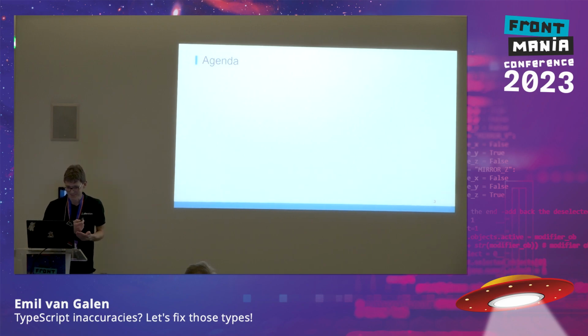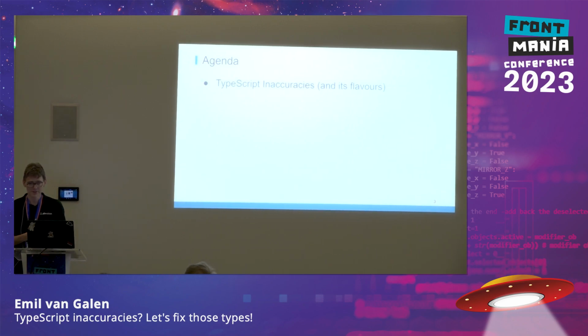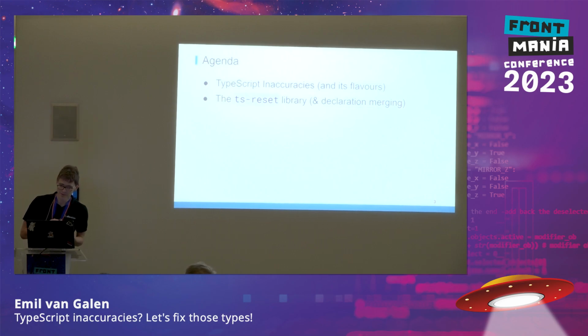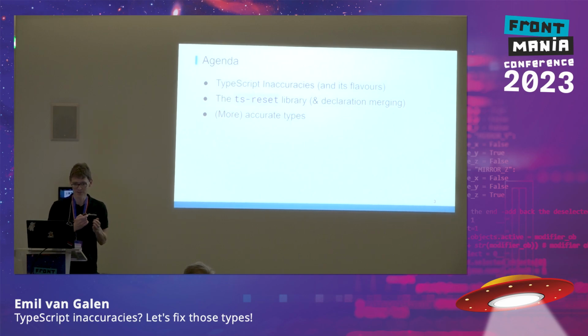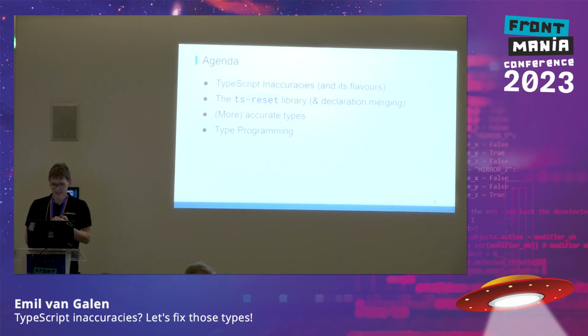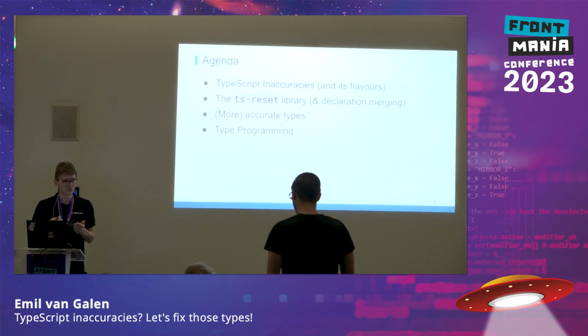Today, the agenda. I will be talking about inaccuracies in TypeScript and what kind of flavors you can have in that. Also go into the TypeScript Reset library and how it is implemented using declaration merging. Of course, we go into how to create more accurate types, because that's the whole idea for today. We do some type programming. That's the advanced way to get more accurate types. There's also some simple ways as well.